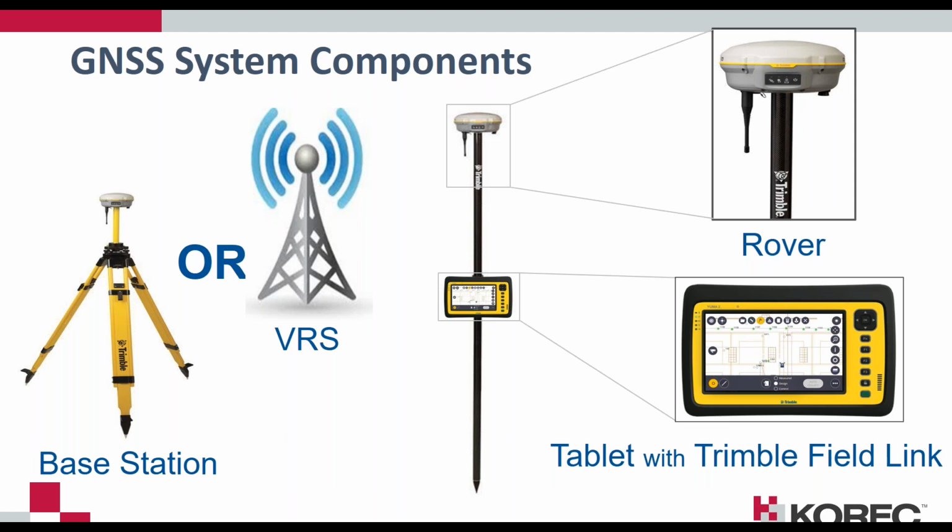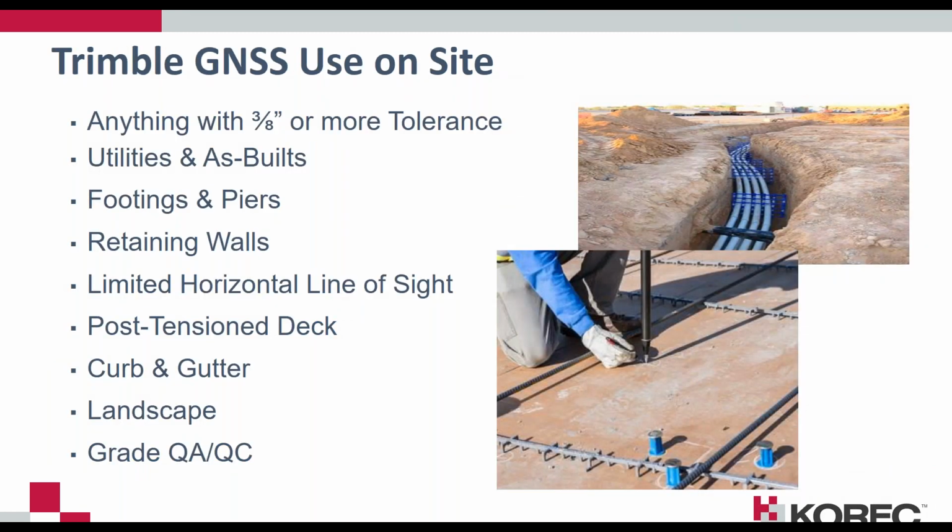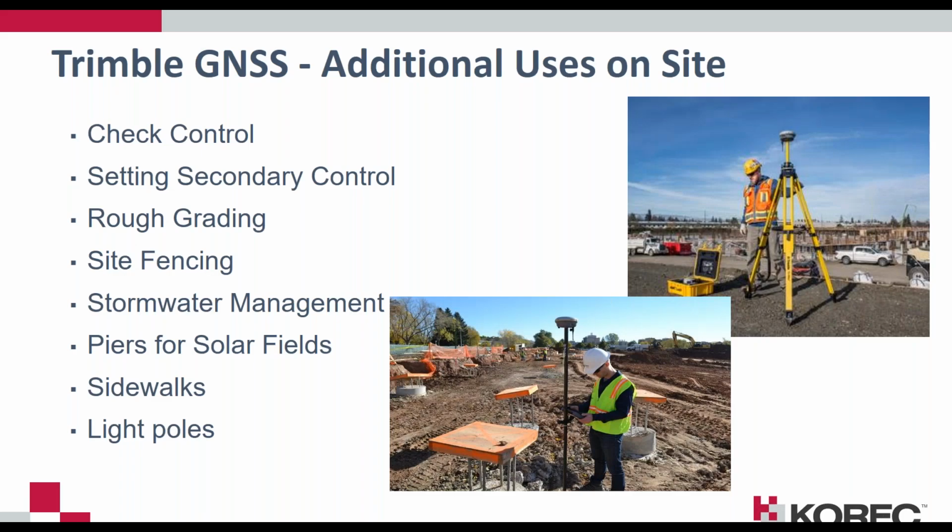Some of the applications that I see, normal uses, if you like, on site. So for the utility side, control points might not be visible on the horizontal plane. Again, I mentioned it a moment ago, long distances need to be laid out, perhaps for footings, pylons, retaining walls, limited line of sight, curbing, landscaping perhaps, and obviously grade, QA and QC, as well as checking control. I suppose that's done on a daily basis as well.